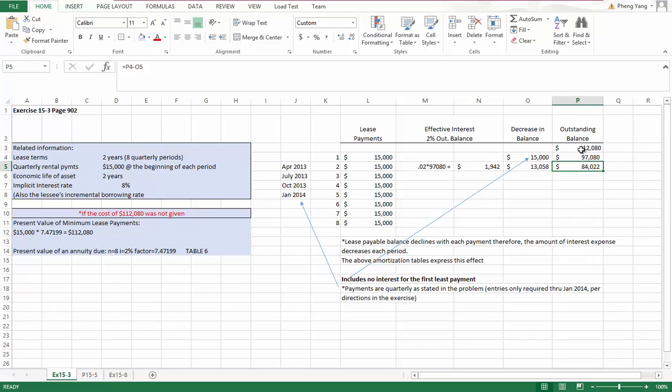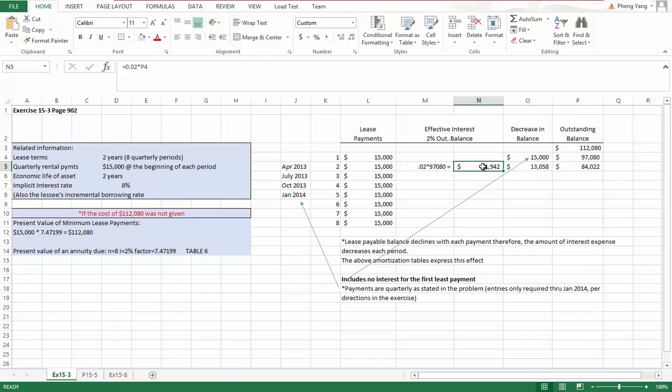So did you see how I did that? I basically took outstanding balance, subtract my decrease to equal my outstanding balance for that second period. To calculate my interest for the second period, I took the 2% times this outstanding balance, which equals my interest, to decrease my balance to $84,022. So this cell here basically just took my previous payment, subtract the interest to equal 13,058.